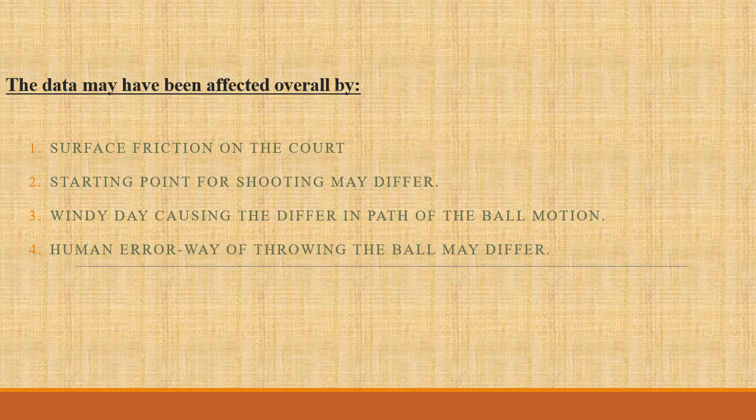The data may have been affected overall by, first one, surface friction on the court. Second, the starting point for shooting may be different. Third, a windy day causes a difference in the path of the ball's motion. Fourth, human error, as the way of throwing the ball may be different.